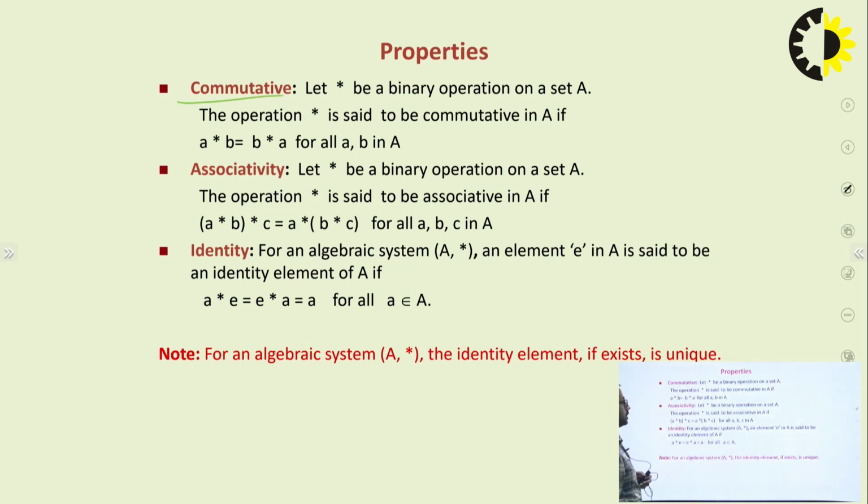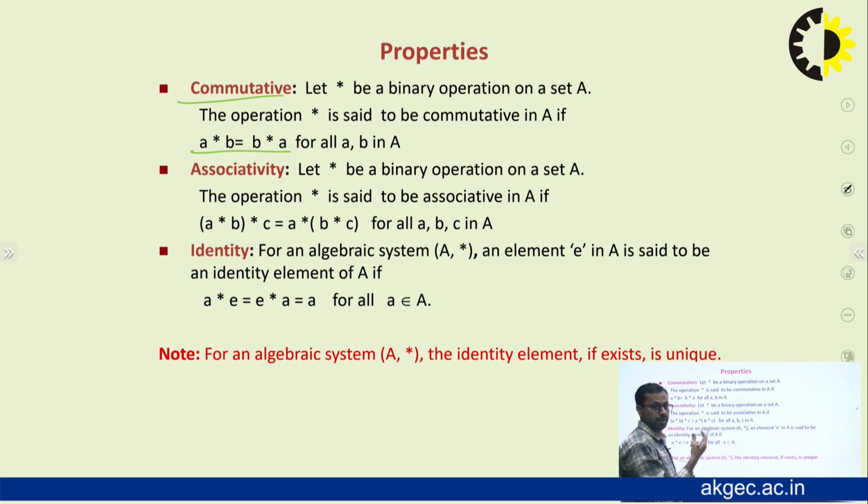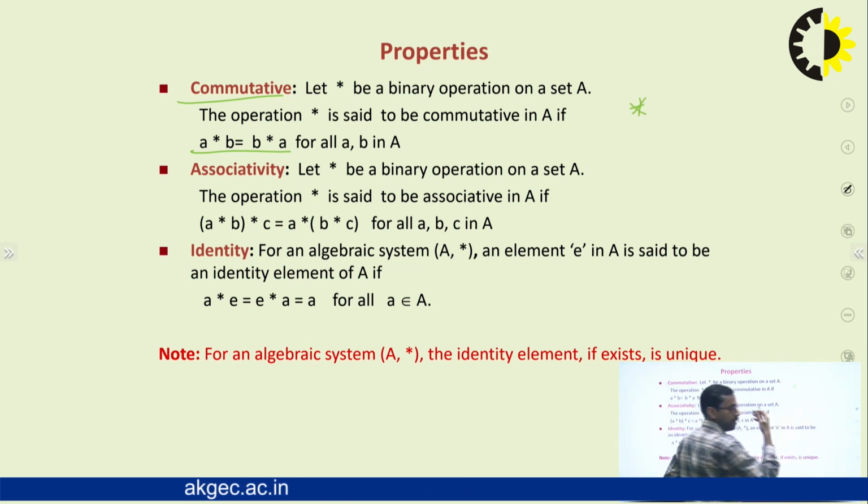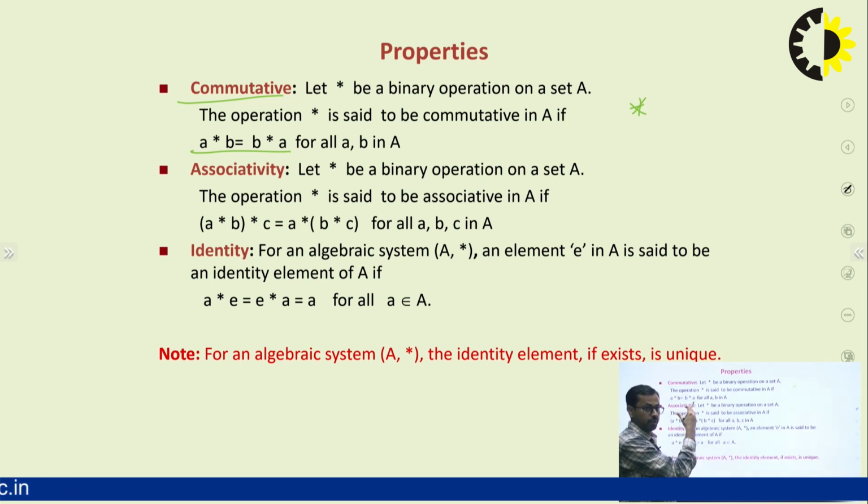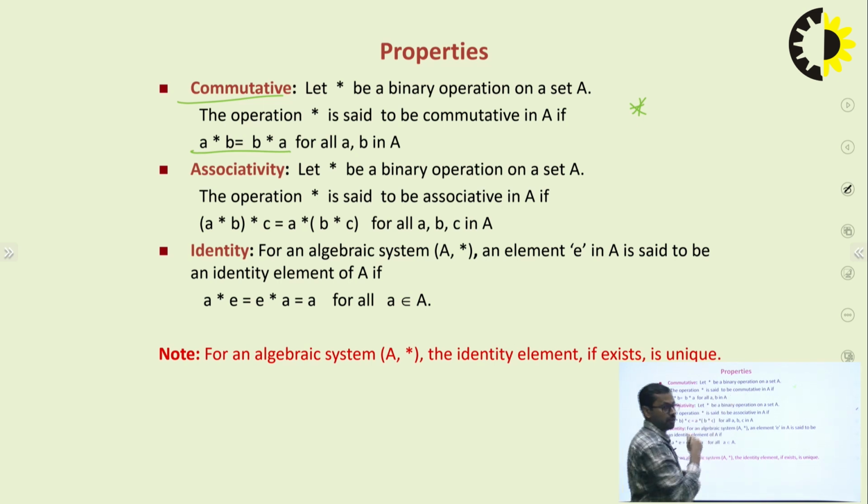The commutative property says that star is a binary operation on a set A. The operation star is said to be commutative in A if a star b equals b star a. Basically, for the operator purpose in DSTL and in algebraic structure, we use star, a representation for the operator, so that for different commutative, associative and other laws we can use star. So in the commutative law, a star b equals b star a, which means if the sequence of the elements is changed, the output value will not change, where elements a and b exist in the set A.